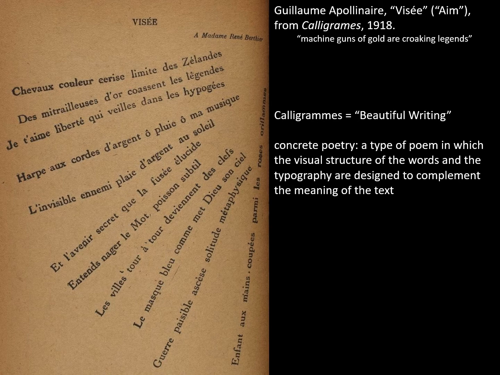It's a poem in which the visual structure of the words and the typography are meant to complement the meaning of the text. Viser means to aim, and it's also the viewfinder of a gun. You can see that this is like bullets spraying across the image. One of the lines is that the machine guns of gold are croaking legends. So it's very much about his experience on the front.